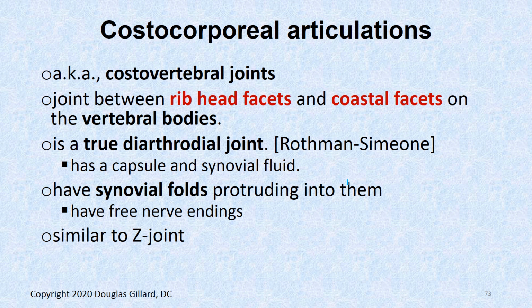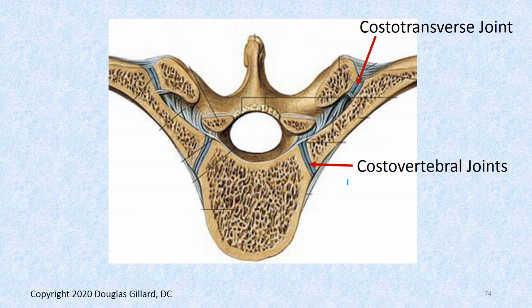It even has synovial folds. I said synovial membranes are kind of prominent inside, like the Z joints. Even in these costocorporeal articulations, they're quite prominent as well. And they can get pinched and cause pain in people. Actually, that's one thing: chiropractic's pretty good for people who have these rib misarticulations or subluxations or fixations.